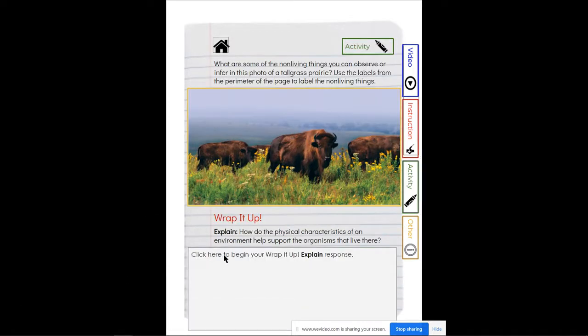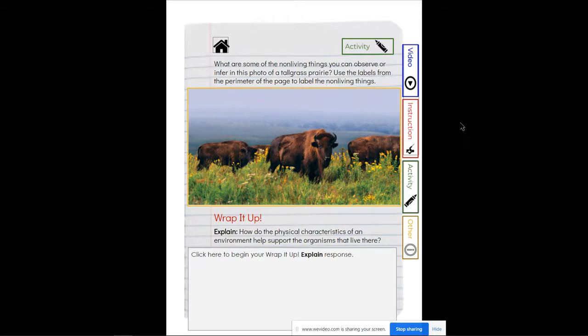On slide 4, you're going to find our activity. So first of all, we're looking at the same photo we've looked at so far in this lesson. And we are saying, what are some of the non-living things you can observe or infer in this photo of a tallgrass prairie? Use the labels from the perimeter of the page to label the non-living things.